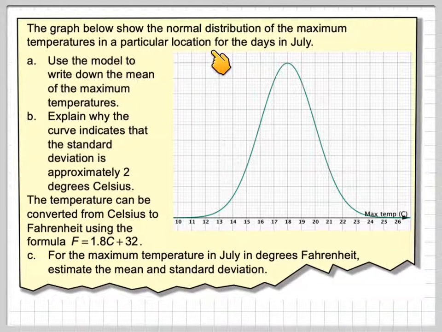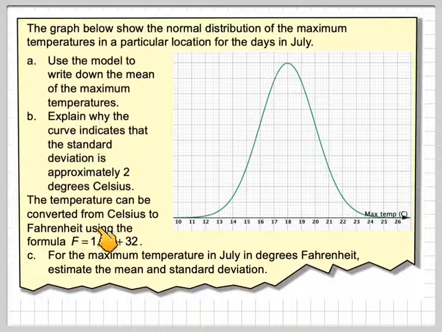The graph below shows the normal distribution of the maximum temperatures in a particular location for the days of July. Use the model to write down the mean and the maximum of the maximum temperatures. Explain why the curve indicates the standard deviation is approximately 2 degrees Celsius.